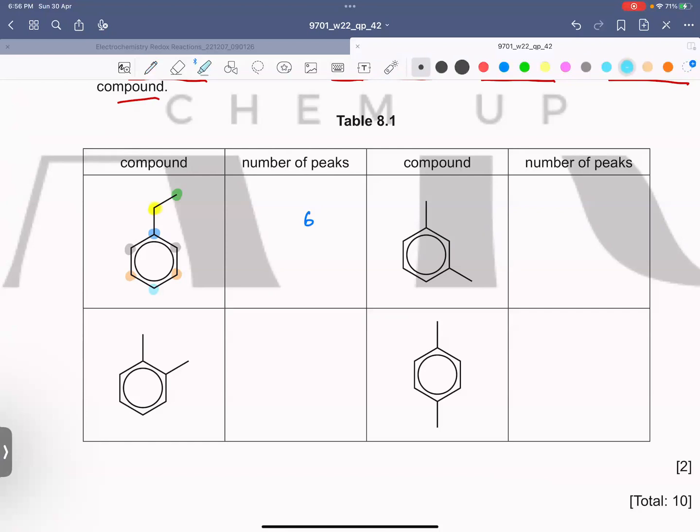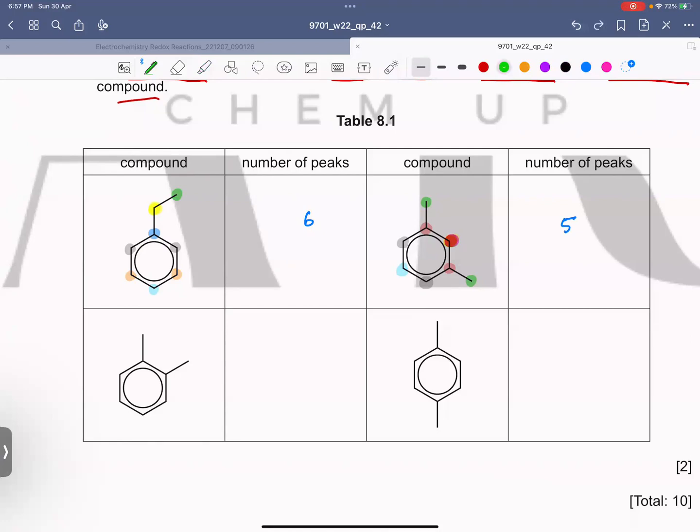6, right? Then here if you see, these two carbons are exactly the same, and these two carbons are exactly the same, right? Then this one is a different one. Let me do with this one. Then these two are exactly going to be the same one, and this one is different. Now count. 1, 2, 3, 4, 5. So I'm going to get 5 signals over here.